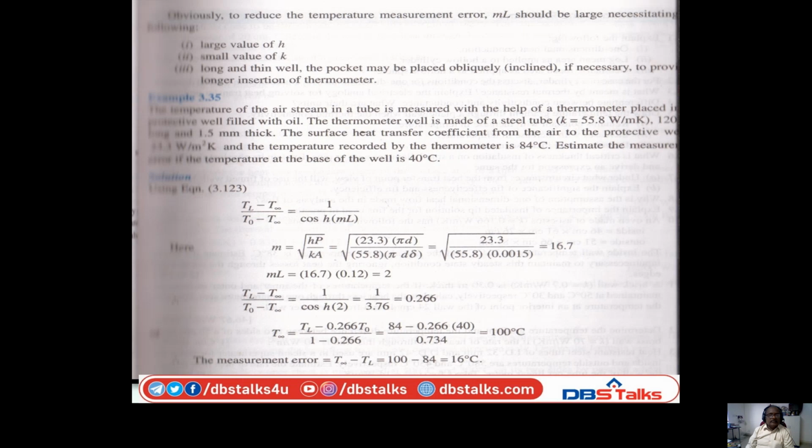So from this, you can find out what T infinity is. T infinity equals (TL minus 0.266 times T0) by (1 minus 0.266). From this you can find out that T infinity is 100 degrees centigrade.